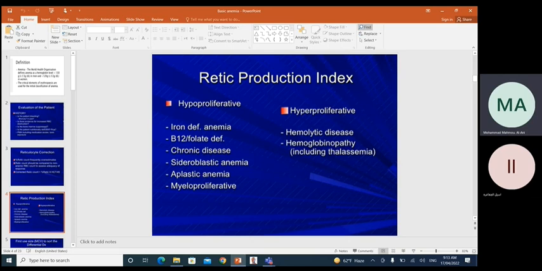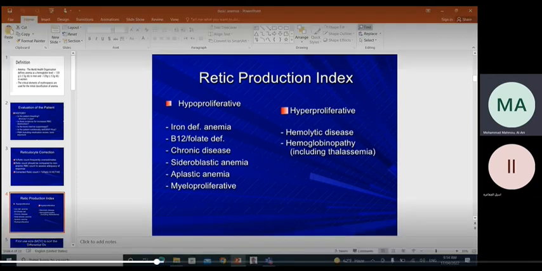When there is increase in the reticulocyte count, we call it hyperproliferative. It occurs in hemolytic anemia, whatever the cause, autoimmune, and hemoglobinopathies like thalassemia major, including in the hemolytic anemia, hereditary spherocytosis, glucose 6-phosphate dehydrogenase deficiency. All these are seen in the peripheral blood.